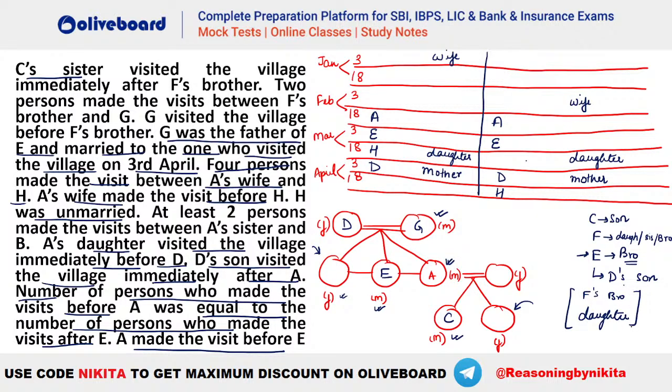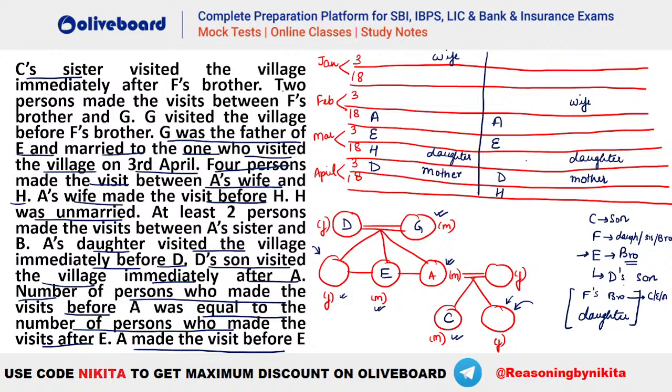That is, we have the daughter immediately after F's brother. Now you can see the daughter is this person here. So she should be immediately after either C or E or A, isn't it? That is, the daughter should be immediately after this person, who can be C, E or A. Okay? I hope this is clear, everybody.